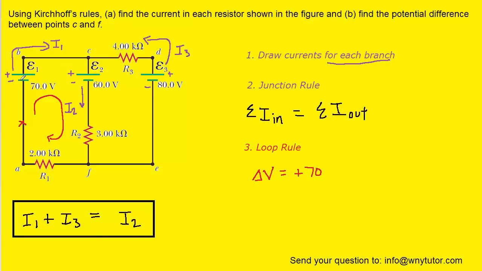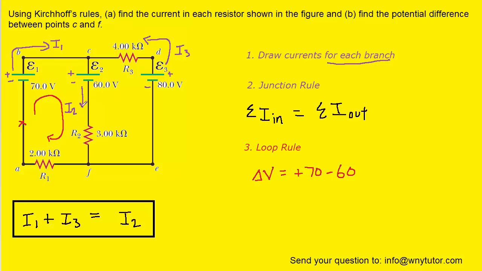It's positive because we're moving from the lower terminal to the higher terminal, essentially. So we continue moving around the loop, and then we're going to move this way. We encounter this battery, but now we're moving in the opposite direction. We're going from the positive terminal down to the negative terminal. That's 60 volts, but it's going to be a negative potential change, so we would do a minus 60 volts here. We continue our way around the loop.